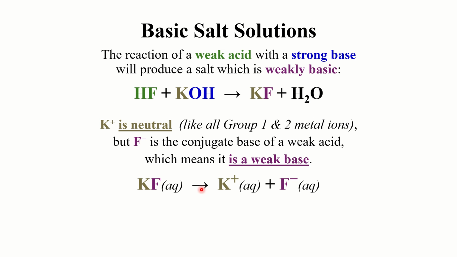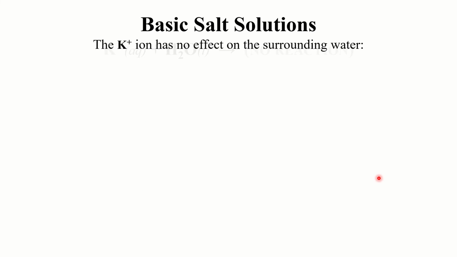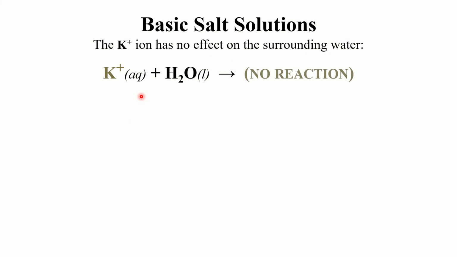Now K+ is neutral, like all group 1 and group 2 metal ions, but F-, formed from the dissociation of KF, is the conjugate base of a weak acid, which means it is a weak base. Since it is a weak base, that F- ion can take a proton from water to form a small amount of OH-.